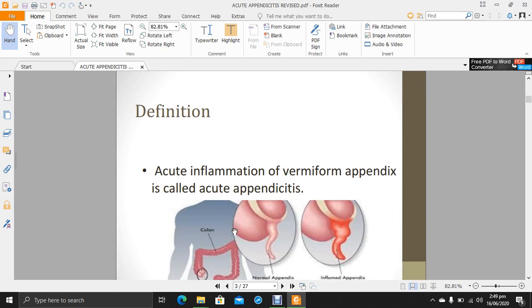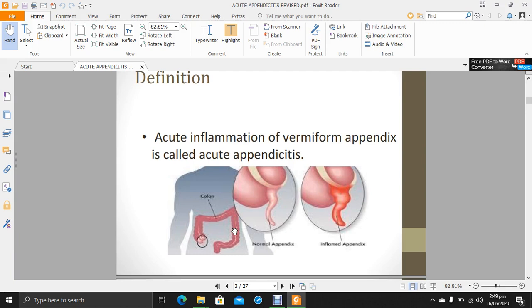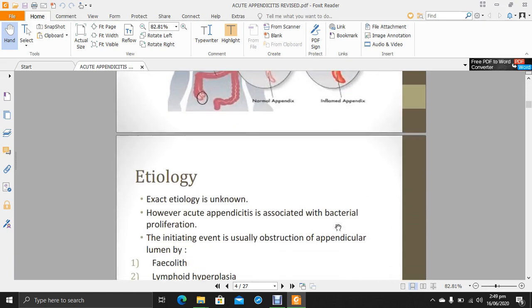So our basic topic is acute appendicitis. As you know from the 4th year MBBS level, acute appendicitis is acute inflammation of the vermiform appendix. It is called acute appendicitis. If you compare this, the appendix lies at the cecal level, and it is attached to the cecum, and this is the panoramic view of the appendix. So this is the normal appendix, and this is the inflamed appendix. That is what we call acute appendicitis.